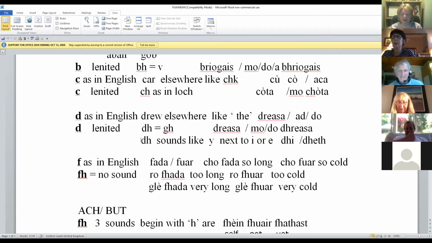But the DH lenition sounds like a Y when you have it next to a slender vowel, I or E. So this word here becomes ye, ye.